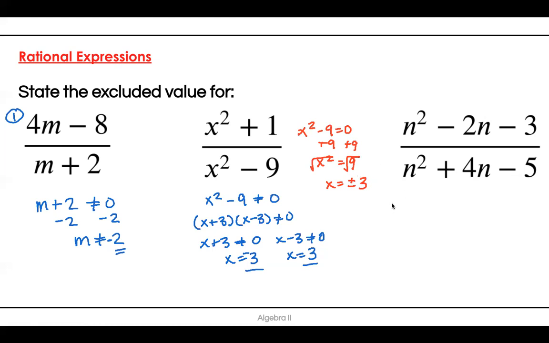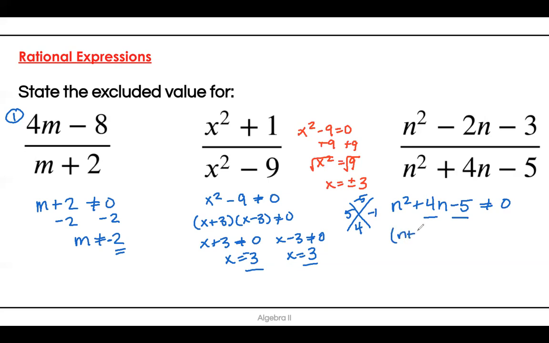And then lastly, n squared plus 4n minus 5 can't be equal to 0. Sometimes I write can't be equal to 0, sometimes I write equal. It doesn't matter. We just know that these are the excluded values. So what multiplies to give me negative 5 and adds to give me a positive 4? That's going to be a 5 and a negative 1.